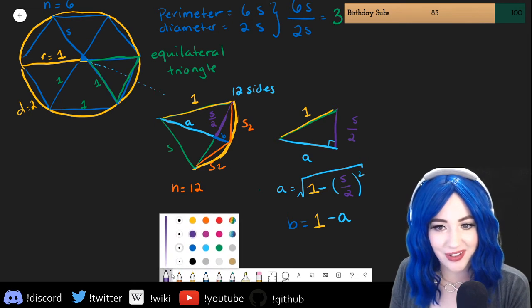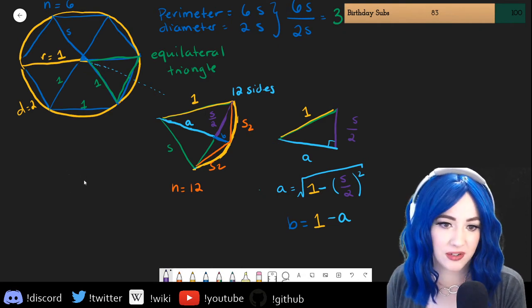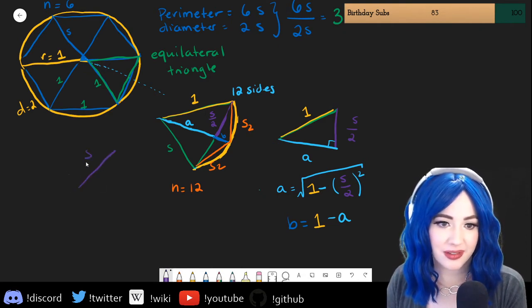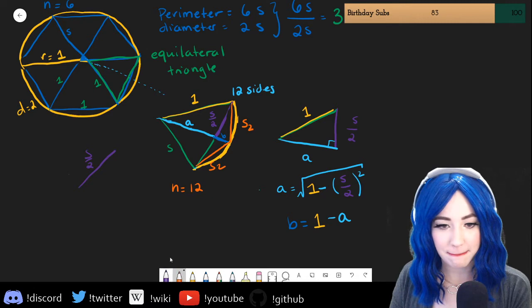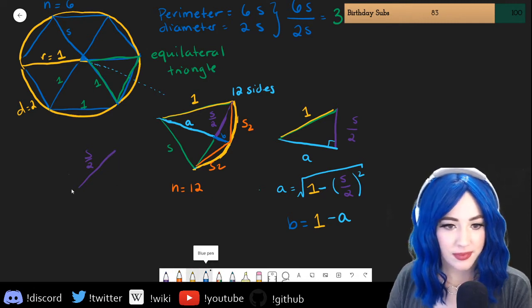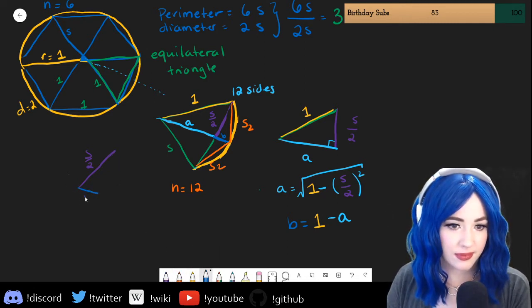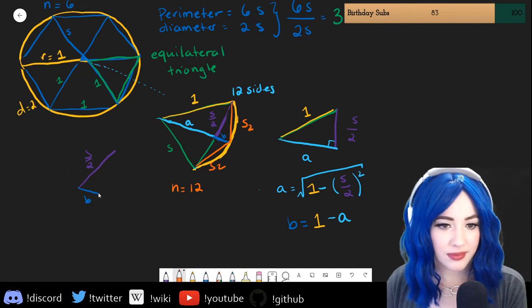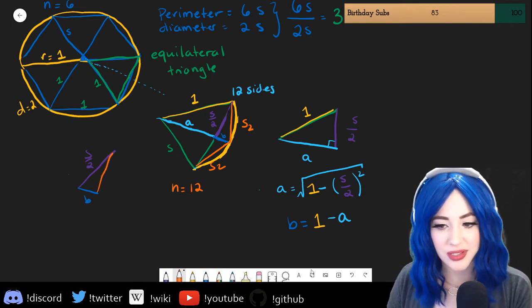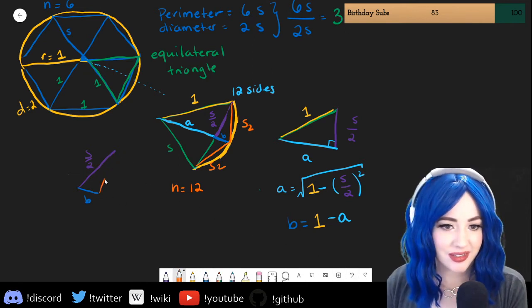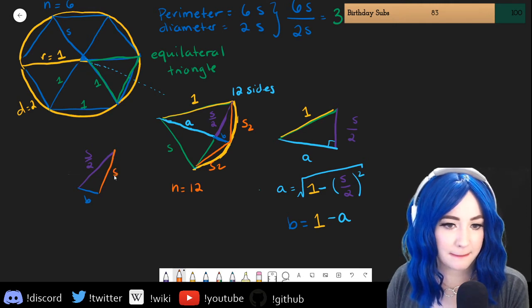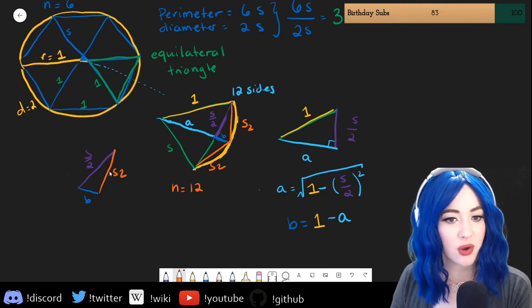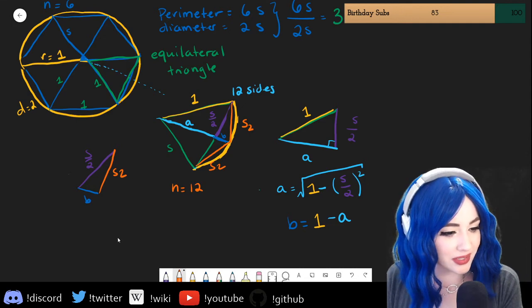I've got to get all my colors ready for that. So we have, I'll try to draw it similar. Ooh, that's a little bit wavy, sorry. Okay, and so our question is, what is the value of S2?